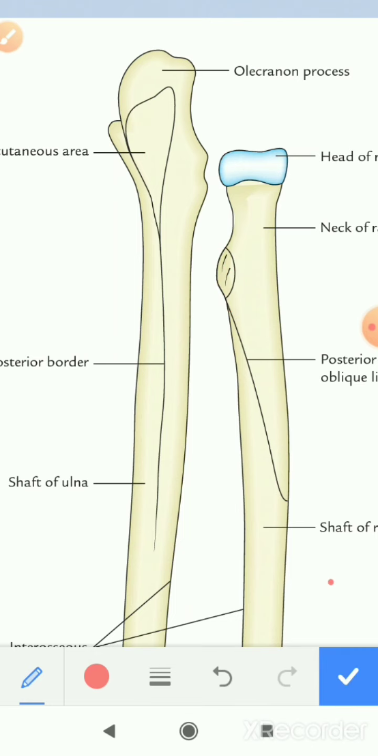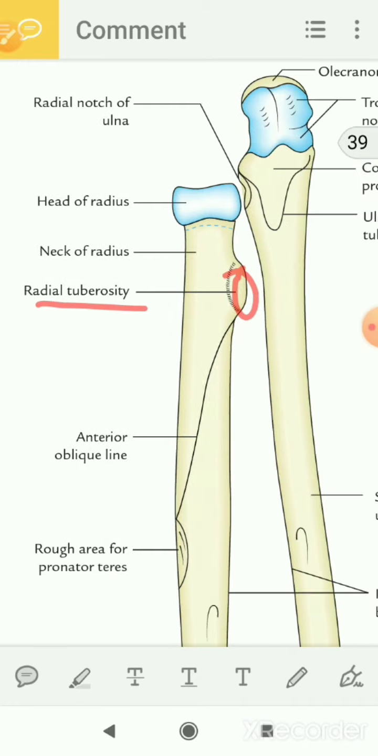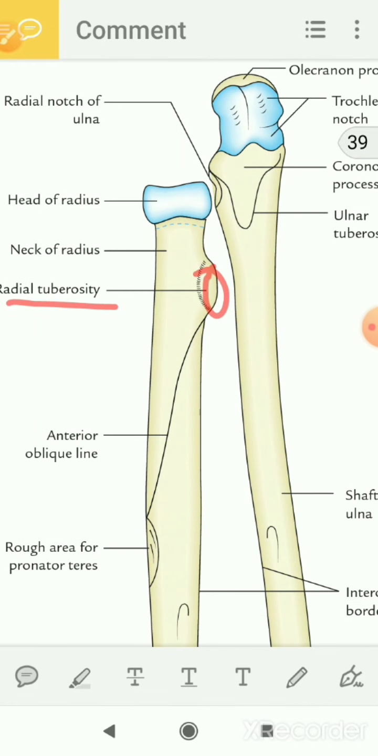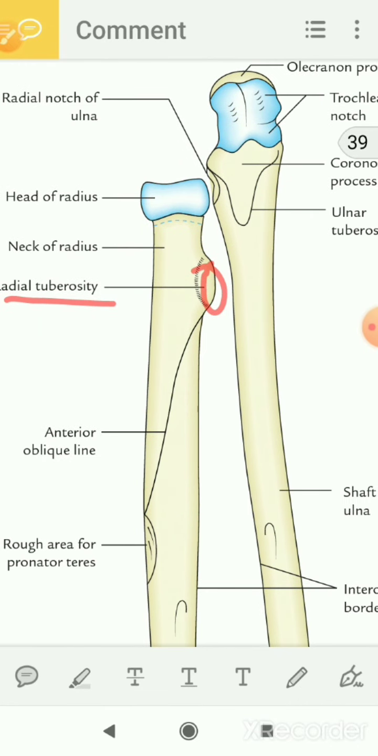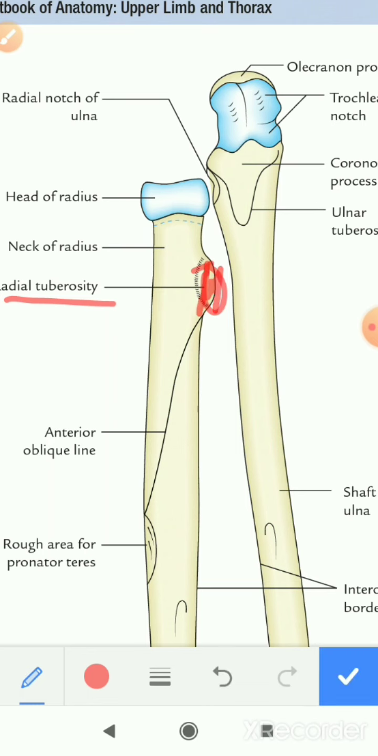Okay, and this anterior smooth part is covered by a synovial bursa. Its anterior smooth part is covered by a synovial bursa and it keeps it separated from the tendon of the biceps brachii.